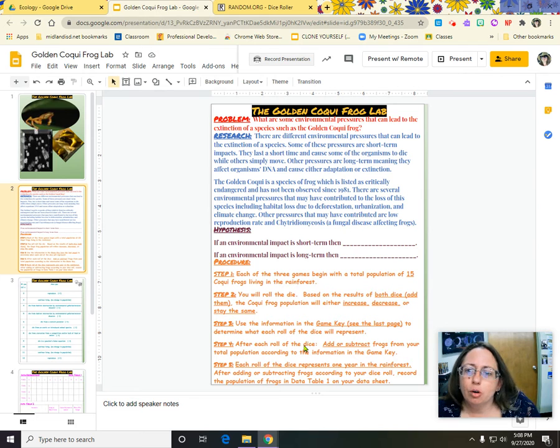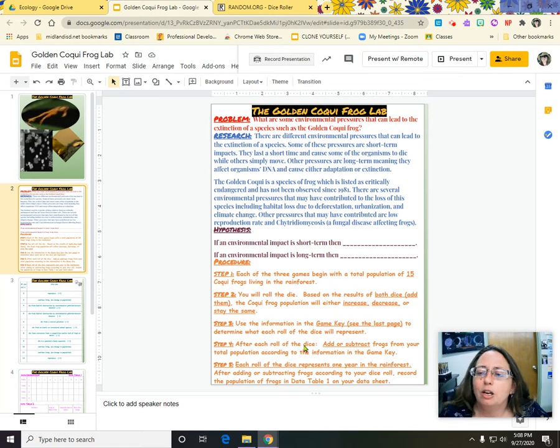Okay? The Golden Coqui is a species of frog which is listed as critically endangered. It has not been observed since 1981. There are several environmental pressures that may have contributed to the loss of this species, including habitat loss due to deforestation, urbanization, and climate change. Well, look, all of those things are human caused, right? And didn't we say that human caused things are almost always going to be long-term change? And then it says other pressures that may have contributed are low reproduction rate and a fungal disease that I'm not going to try to pronounce that affects frogs.